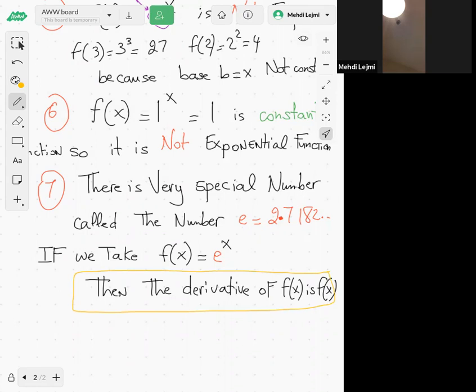It's equal to its own derivative. So the derivative of this function f is equal to the same function. That's very special. And again, you will see this in Calc 1.